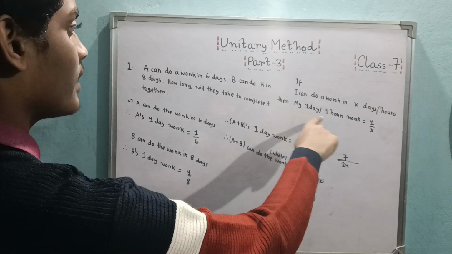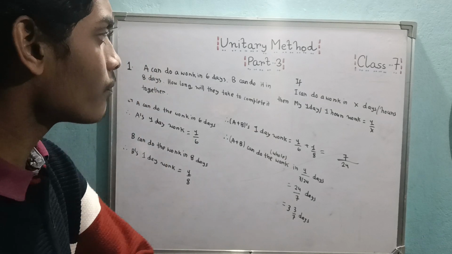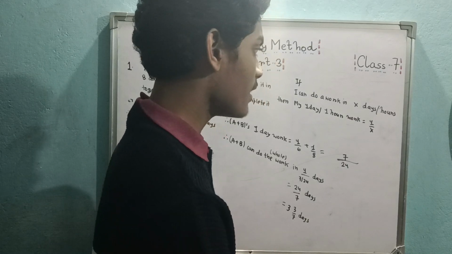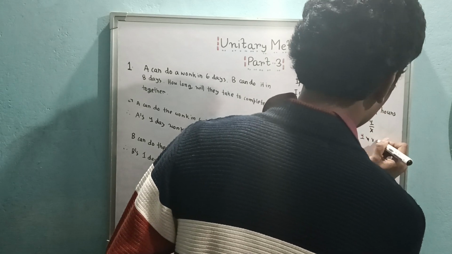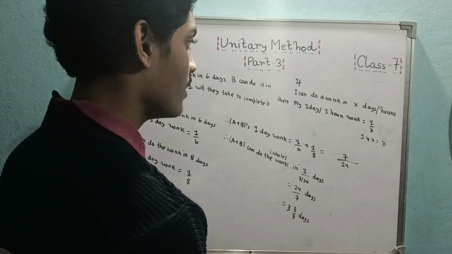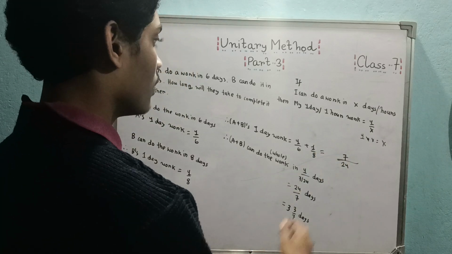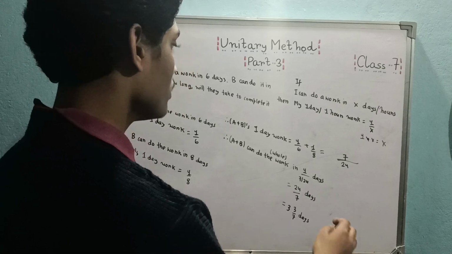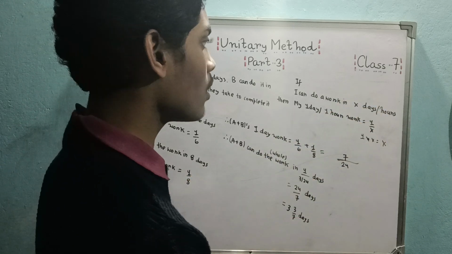Like that, if I can do this much work in 1 day, then I can do the whole work in 1/(1/x) days, right? See, what is 1/(1/x)? 1 multiplied by x equals x, and then only it comes out, right? If you can do the whole work in x days, then in 1 day you can do 1/x of the work. So you just see it the opposite way. Here also it is given that in 1 day you can do this much work, then you can do the whole work in the reciprocal, 24/7 days. So these are reciprocals of each other.